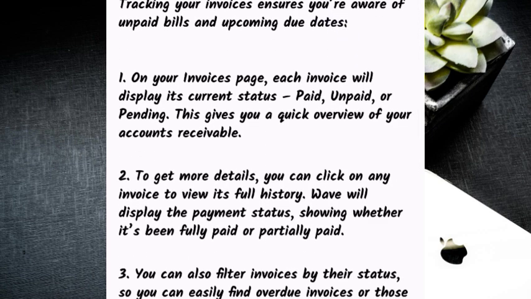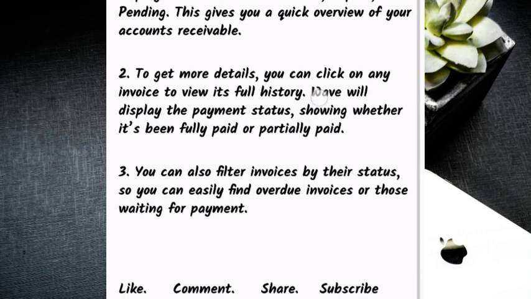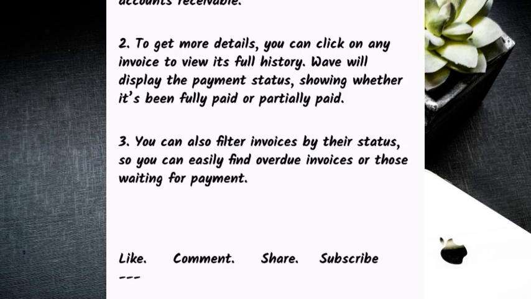Now, on your invoice page, each invoice will display its current status, whether it's paid, unpaid, or pending. This gives you a quick overview of your account's receivables. To get more details, you can click on any invoice to view its full history. Wave will display the payment status, showing whether it's been fully paid or partially paid. You can also filter invoices by their status, so you can easily find overdue invoices or those waiting for payments.